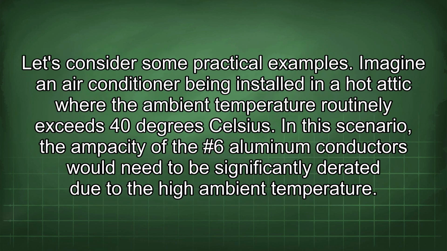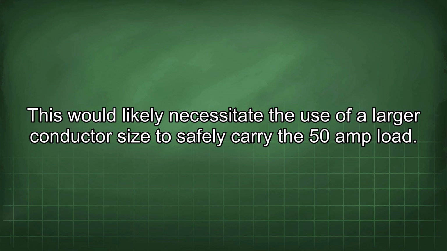Let's consider some practical examples. Imagine an air conditioner being installed in a hot attic where the ambient temperature routinely exceeds 40 degrees Celsius. In this scenario, the ampacity of the #6 aluminum conductors would need to be significantly derated due to the high ambient temperature. This would likely necessitate the use of a larger conductor size to safely carry the 50 amp load.